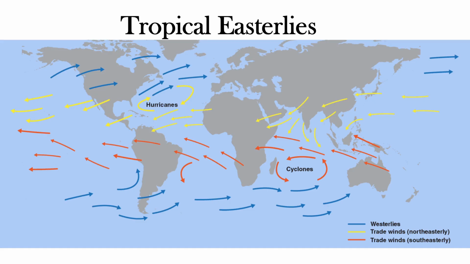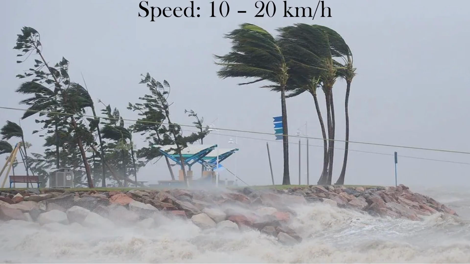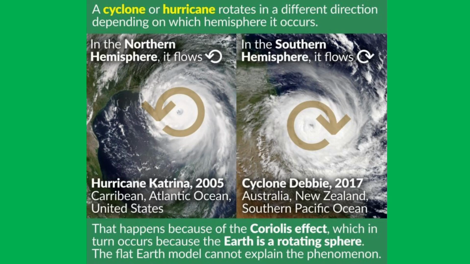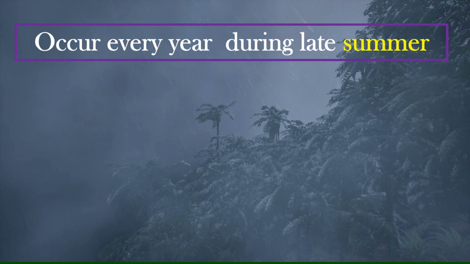Driven by the tropical easterlies, tropical cyclones travel westwards at a speed of about 10 to 20 kilometers per hour, on average covering about 200 kilometers per day. The storm that forms north of the equator spins counterclockwise, while the storm south of the equator spins clockwise. This difference is because of the Earth's rotation on its axis, known as the Coriolis force.